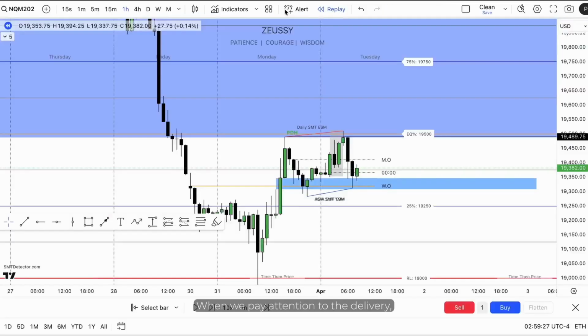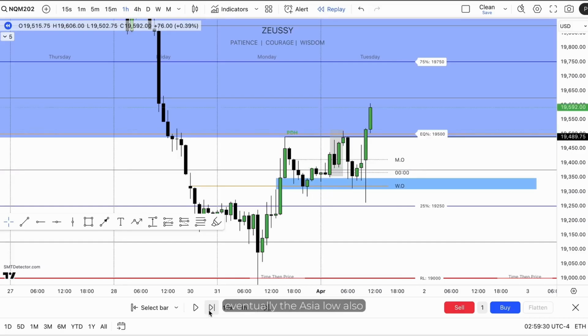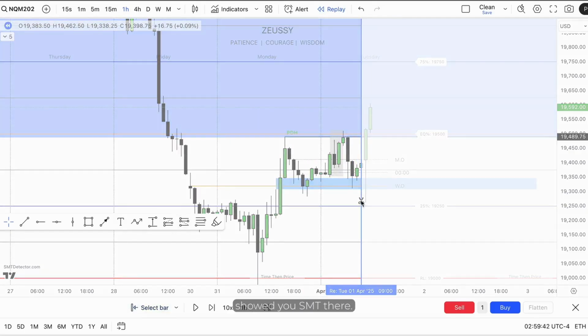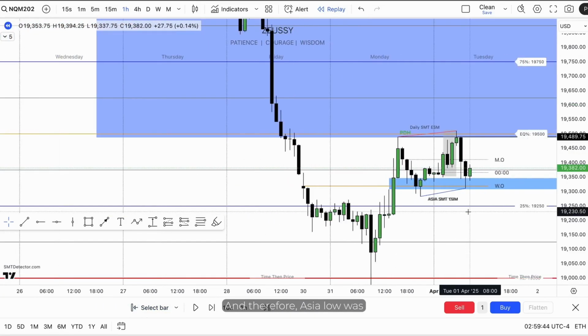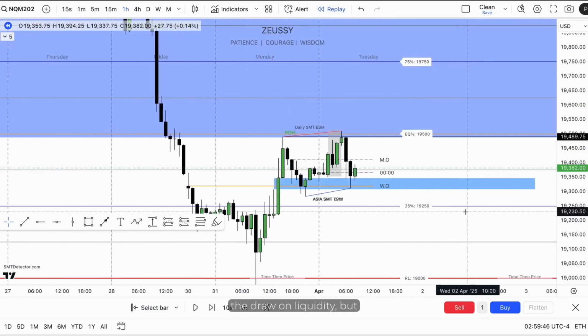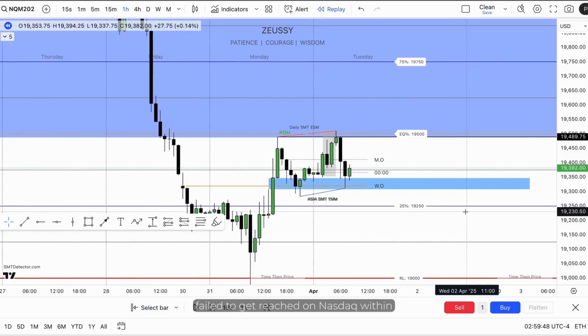When we pay attention to the delivery, what I would like to see is that when we play the delivery just a bit forward, eventually the Asia low also gets taken out right here when this 10 o'clock candle opens. However, ES already took it out prior, and that is why the SMT detector also showed you SMT there. And therefore, Asia low was the draw on liquidity, but failed to get reached on Nasdaq within the same period of time as on ES.